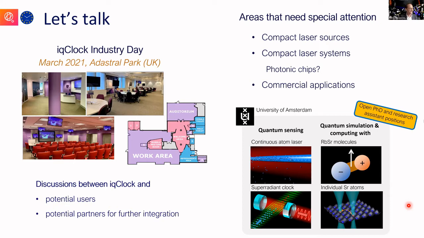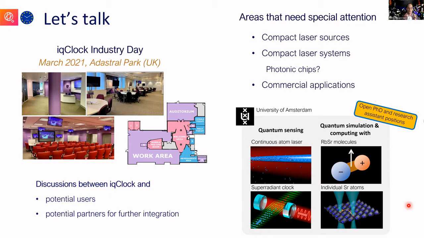So our clock now with iqClock wants to go to 10 to the minus 16 only. The best clocks in the world are 10 to the minus 18, and they take care of a lot of issues which we ignore in iqClock. So you have your background radiation, just thermal radiation, shifting the clock frequency around, collisions with background gas molecules shifting it around, electric field stability. There are lots, and also the quality of the reference ultra-stable resonator. All this comes into play.